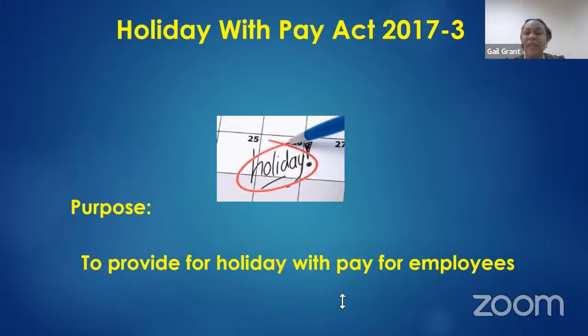So 59% of you have said that you have not ever calculated holiday pay. And the majority of people think it addresses the issues, but some think it needs further amendments.